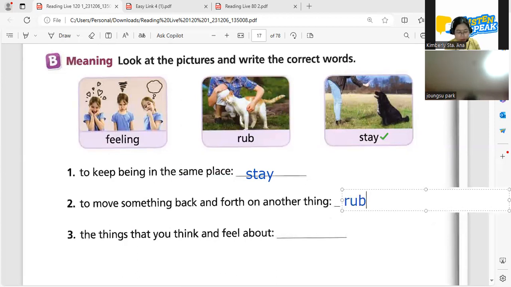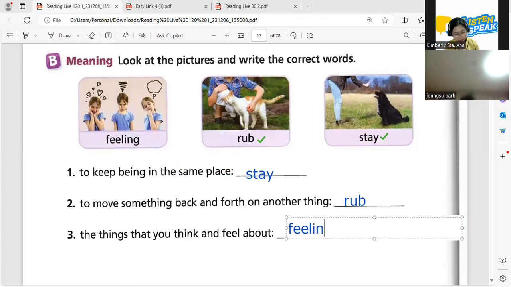Okay, now let's have number three. Can you read number three? The thing that you think and feel about. Okay, what's your answer? Feeling. Okay, good job. Now, you got it all correct, Jimin. That's a great work. Thank you very much.